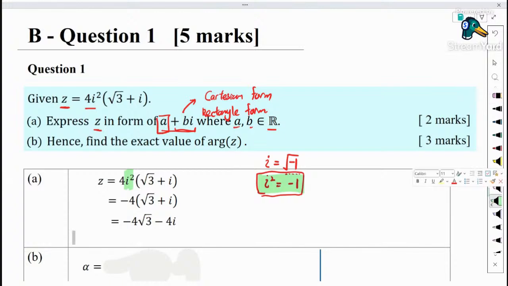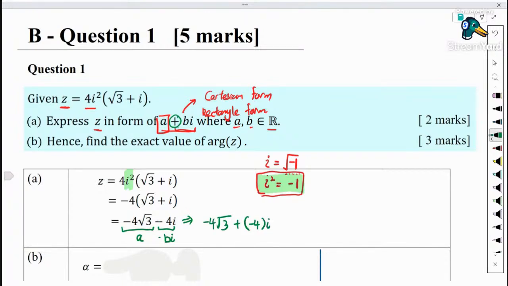So we have it written in the form of a plus bi. And please, although you see there is a plus that they request, how come between them is minus? It's because you can also read this as a plus bi, where your b is -4. So it's still a valid answer.